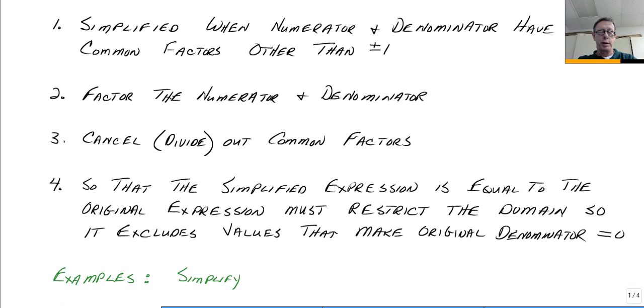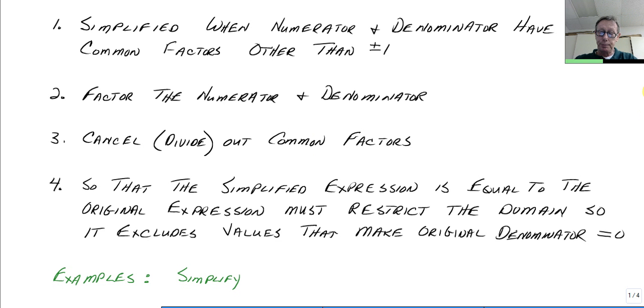When we simplify a rational expression, just like with a fraction, we're going to get all the common factors out of the numerator and denominator, except for anything that's a plus or minus 1. And to do that, we're going to have to break the numerator and the denominator down into their simplest factors, and then we'll cancel, which is the same thing as dividing out any common factors.